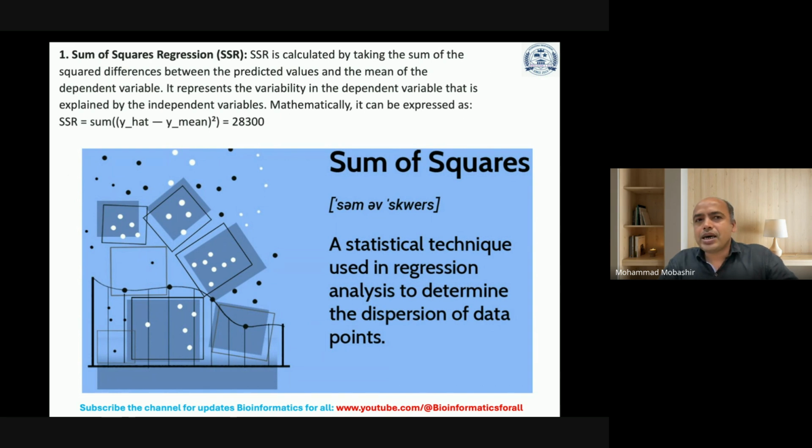For example, SSR, or sum of squares regression, which is calculated by taking the sum of the square differences between predicted values and the mean of the dependent variable. It represents the variability in the dependent variable that is explained by the independent variables. Mathematically, it can be written as it is there. So it is a statistical technique used in regression analysis to determine the dispersion of data points, that is sum of squares regression, that is SSR.